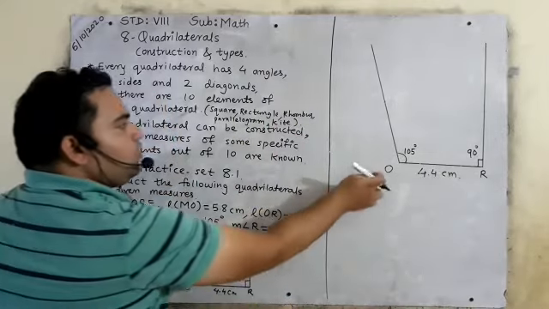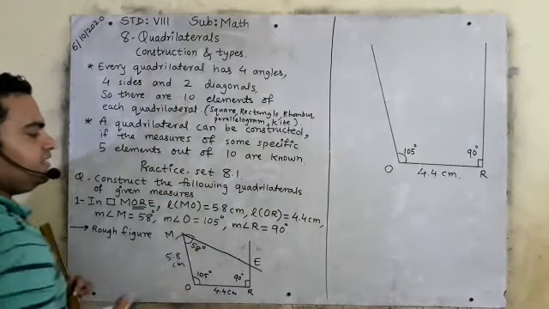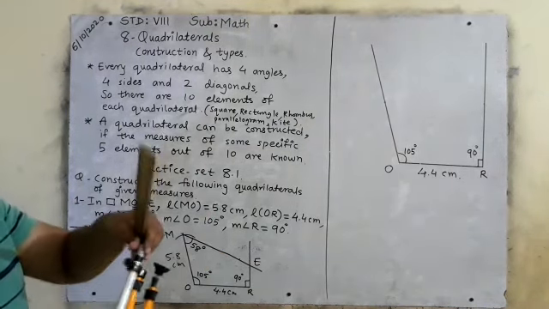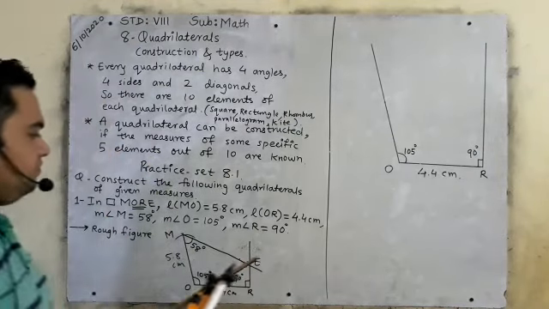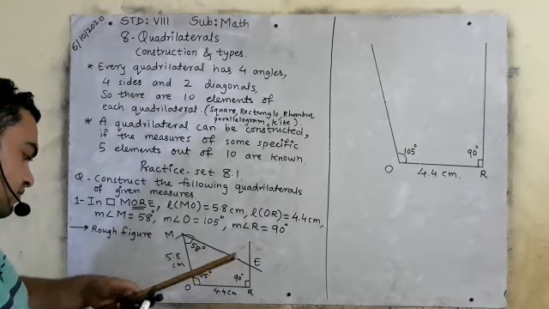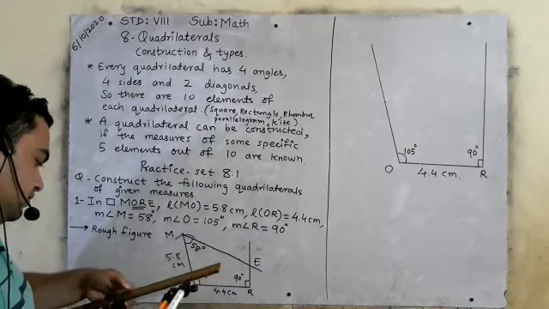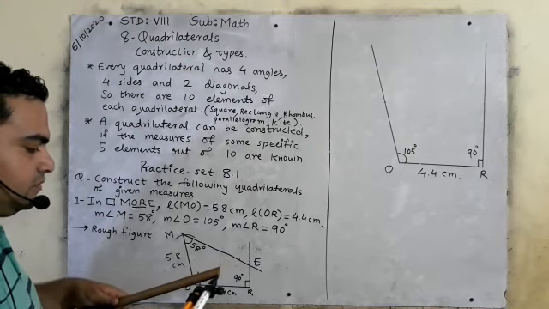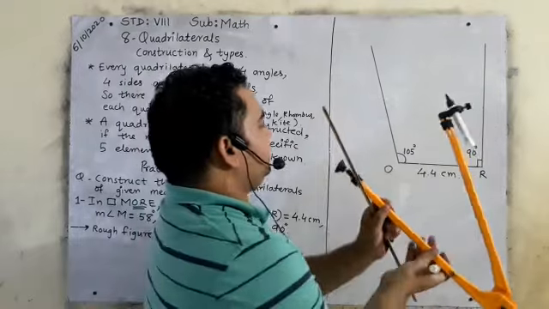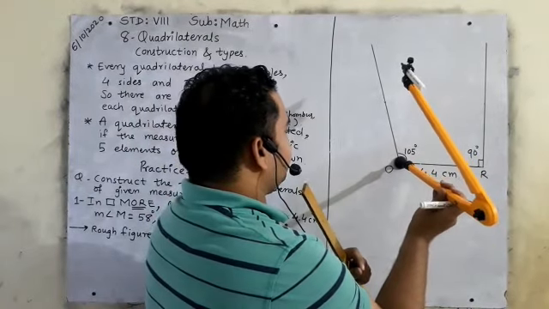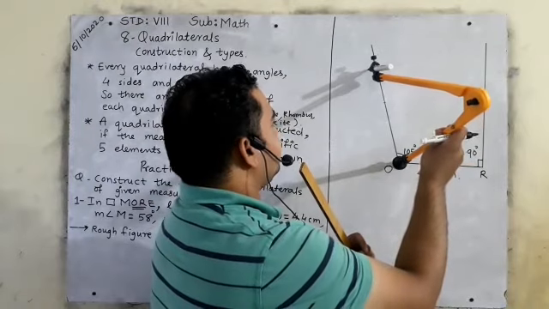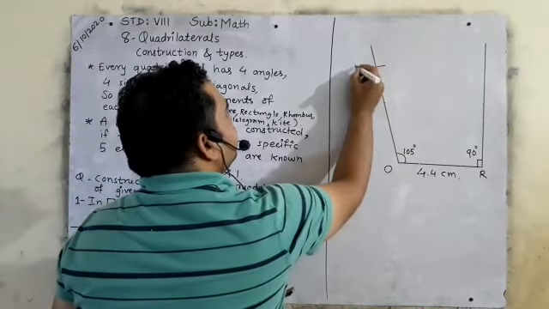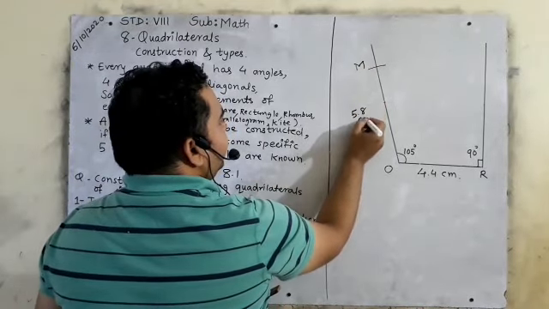Okay. Now you will take OM. OM is of how much centimeter? 5.8. So you will take compass. You will use here compass 5.8. Okay, I will take 5.8 from O. From O, I will take 5.8 arc. Okay, this arc will be M, and this is of 5.8 centimeter.